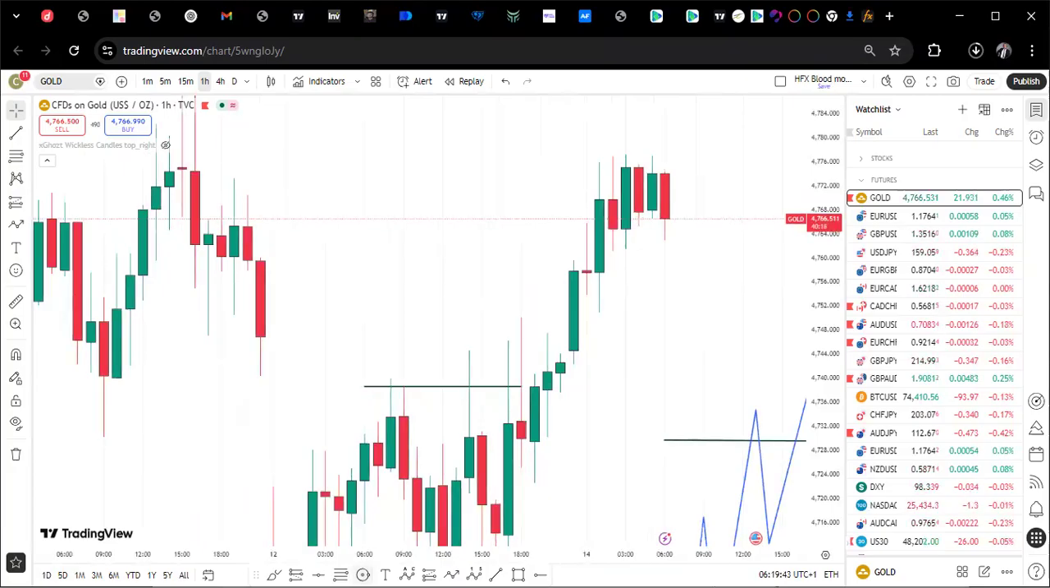Now we have moved into understanding candle patterns, or candles themselves, to guide our decisions, right? Then structures.